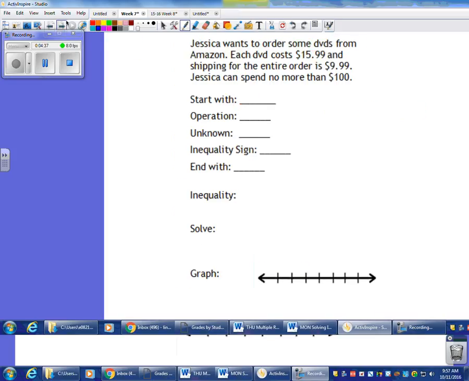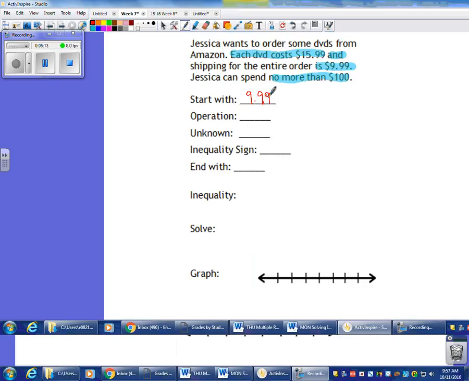The next one says, Jessica wants to order some DVDs from Amazon. Each DVD costs $15.99 and shipping for the entire order is $9.99. Jessica wants to spend no more than $100. So each DVD costs this much and shipping for the entire order is $9.99 and we want to spend no more than $100. So on this one it kind of went out of order a little bit. We started with, basically that's like what you have to pay no matter what. So we have to pay for shipping no matter what. So we start with $9.99.